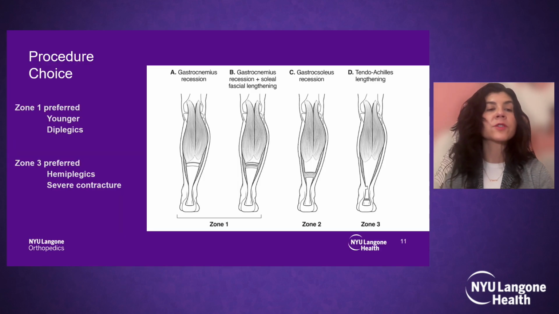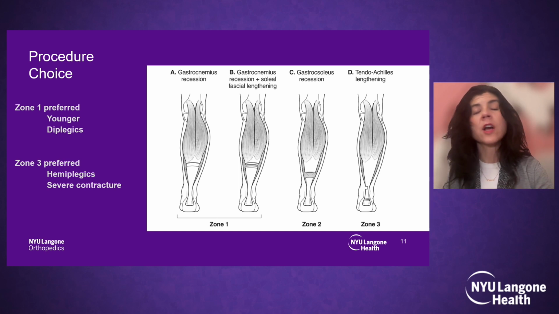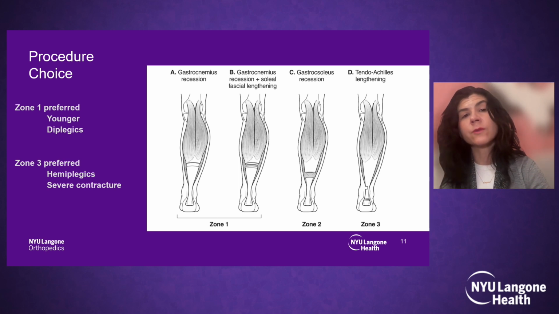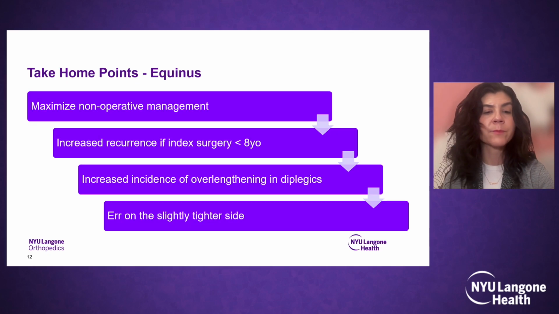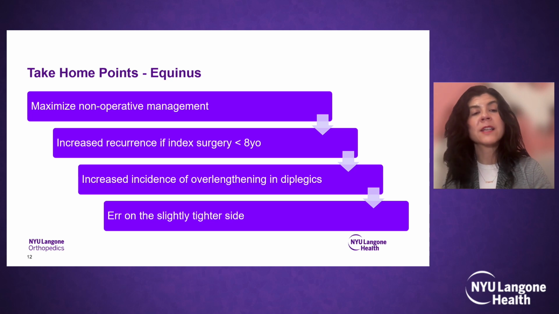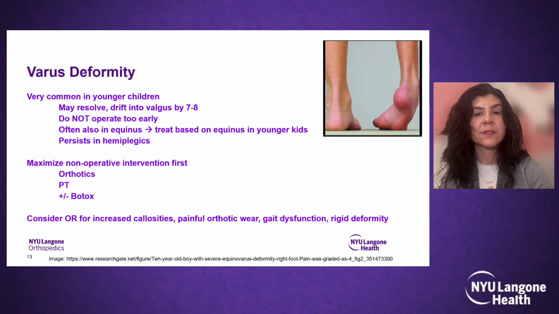So when we talk about procedure choice, we talk about zone 1, which is addressing the gastrocnemius only. This is preferred in younger patients and in diplegic patients to avoid overcorrection. And zone 3, or tendo-Achilles lengthening, is preferred in hemiplegics who can have a more severe contracture and obviously more asymmetry, and those with very severe contracture. So the take-home points are to maximize non-operative management, increased recurrence of index surgery before age 8, increased incidence of over-lengthening in diplegics, and to err on the slightly tighter side.